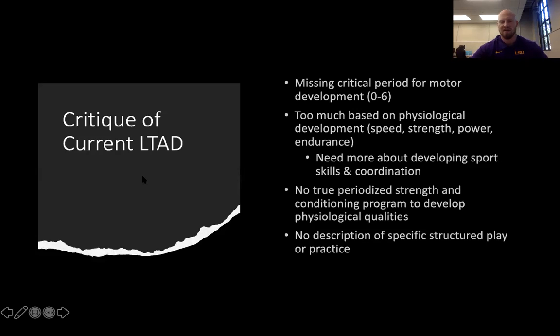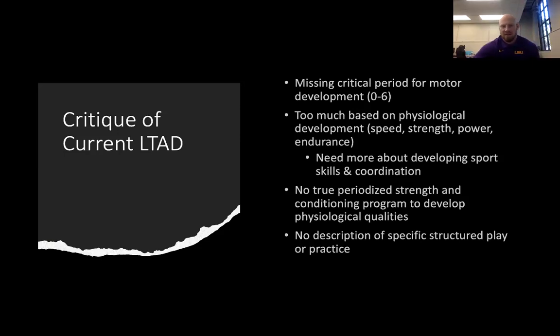So my critique of the current long-term athletic development model: I think they're missing a critical period for motor development from 0 to 6. I'll talk about how this is an important time period to develop hand-eye coordination that will transfer over to sports skills at a later age. And I think they're missing out on this period. I think it's a little too much based on physiological development like speed, strength, power, and endurance, and they need to focus more on developing sport skills and coordination, which was mentioned, but just briefly, and I think they need to focus on it a lot more than they did in this model.